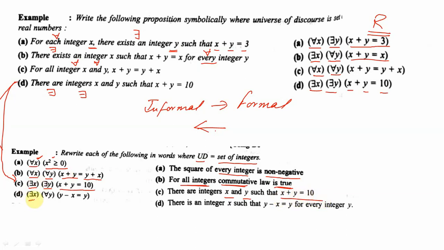There exists x for all y, y minus x is equal to y. That means there is an integer x such that this is true for all the values of y. This is similar to this question: there exists an integer x such that x plus y is equal to x for every integer y. Here we have used x plus y, here it is y minus x is equal to y. So there exists an integer x such that y minus x is equal to y for all the values of y.